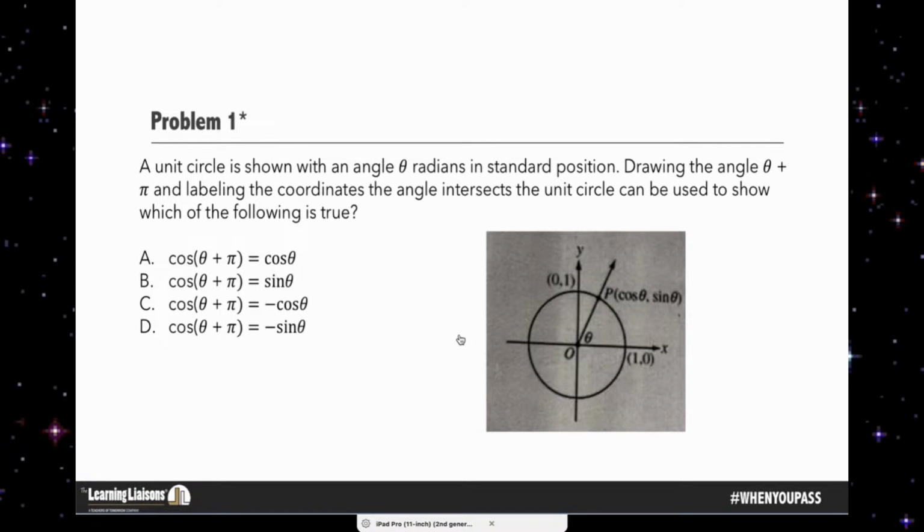All right. A unit circle is shown with an angle theta radians in standard position. Drawing the angle theta plus pi and labeling the coordinates where the angle intersects the unit circle can be used to show which of the following is true. Cosine of theta plus pi equals cosine theta. Cosine of theta plus pi equals sine of theta. Cosine of theta plus pi equals negative cosine of theta. Or cosine of theta plus pi equals negative sine of theta.